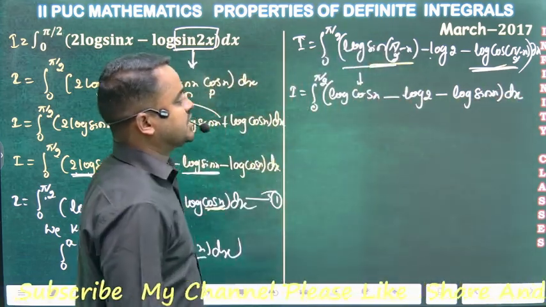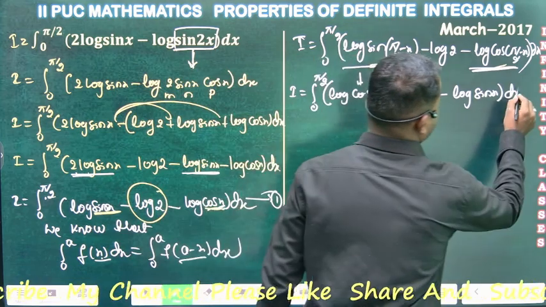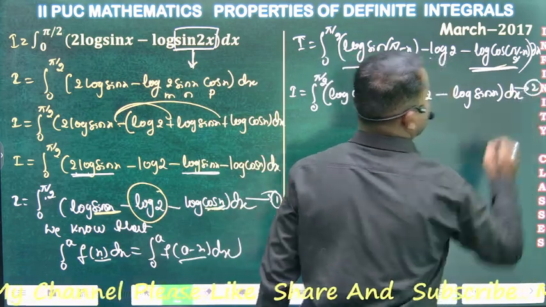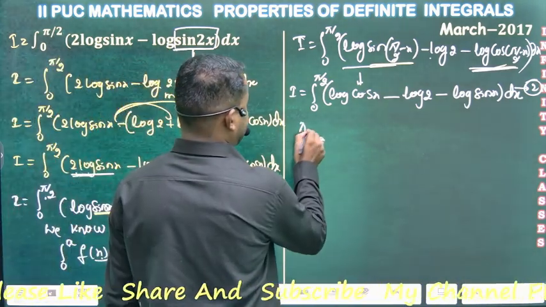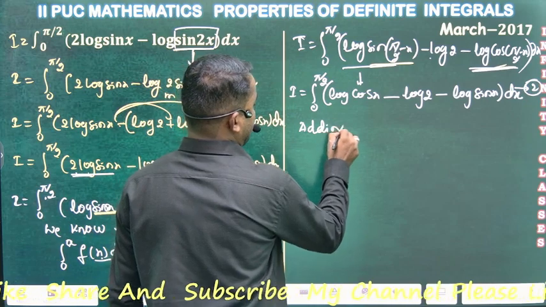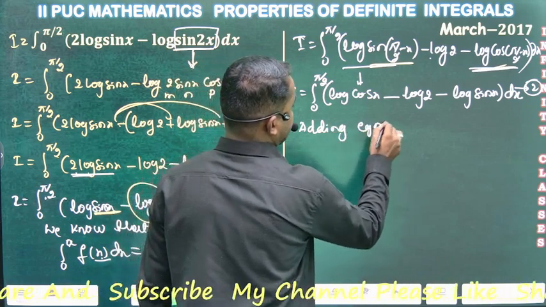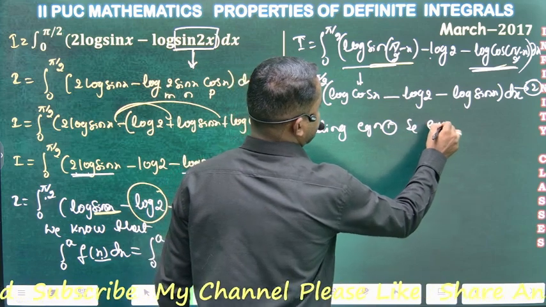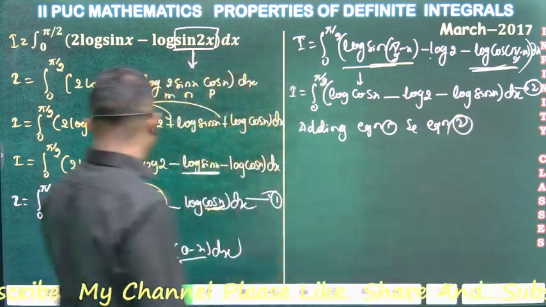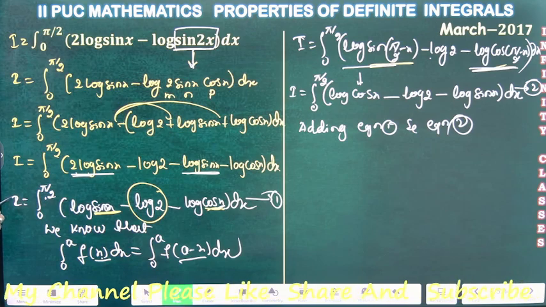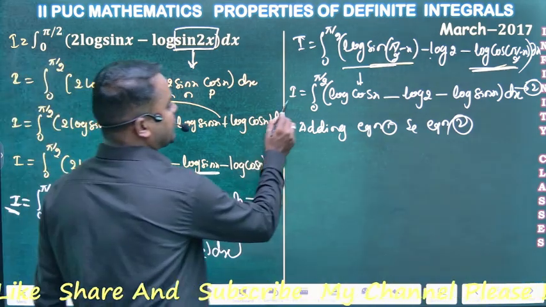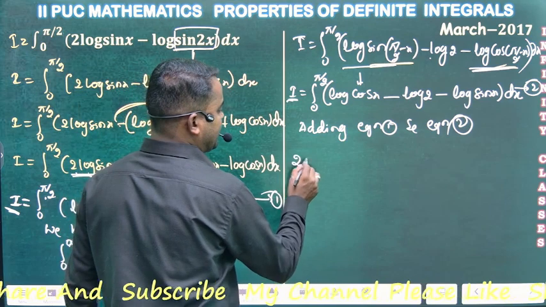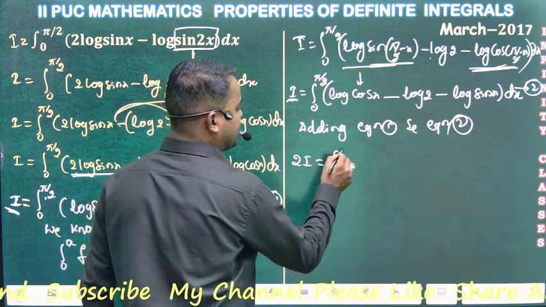Yes, call this equation 2. Adding equation 1 and equation 2. What is the left hand side of equation 1? It is I, and in equation 2 it is also I. I plus I will be 2I, integral from 0 to 5 by 2.